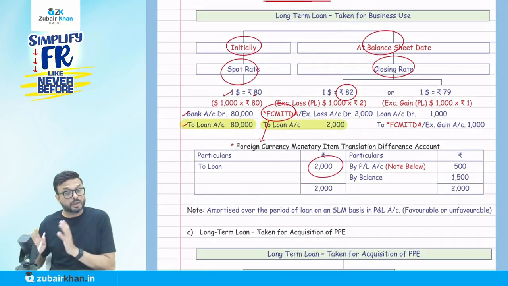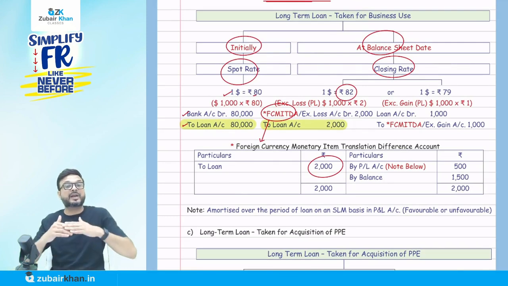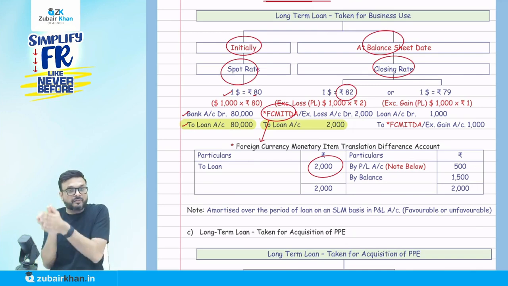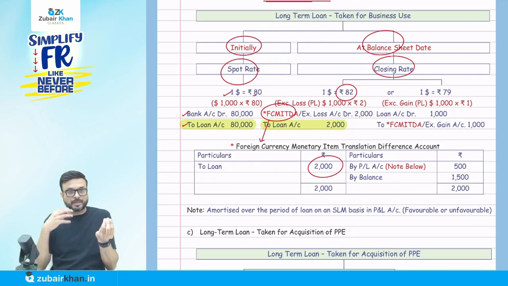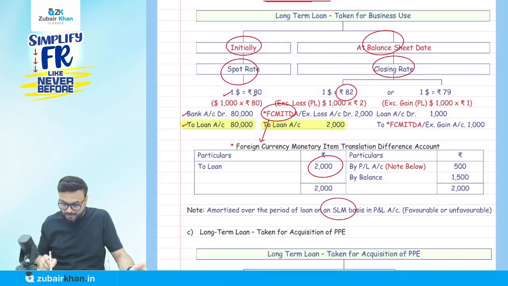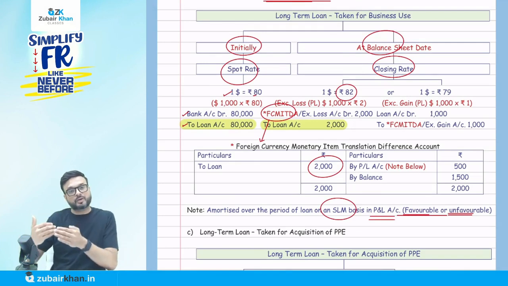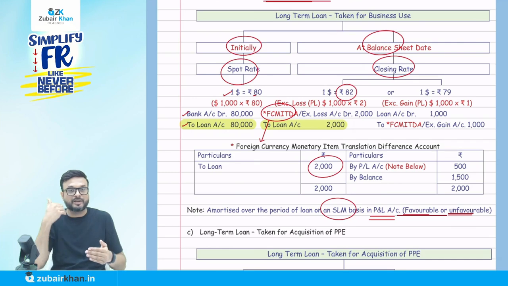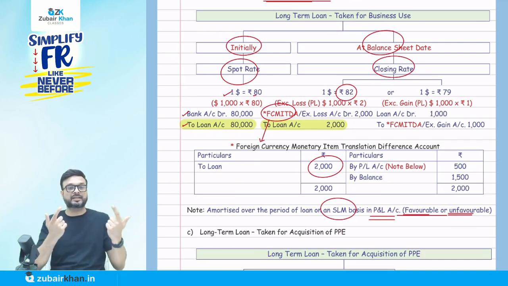Will it stay like that? No. Suppose the loan is for 4 years; we have to write it off over a period of 4 years. It will go to the profit and loss account over 4 years. So 2,000, with a loan taken for 4 years, is 500 each year. So amortize over the period of the loan on an SLM basis in P&L. It might be favorable or unfavorable, not necessarily always an exchange loss; it might be a gain that year. But we slowly take it to the P&L account, not in one time. Got the point? This is the long-term loan taken for other than PPE.